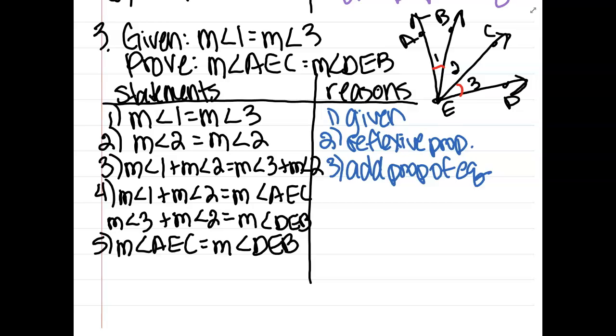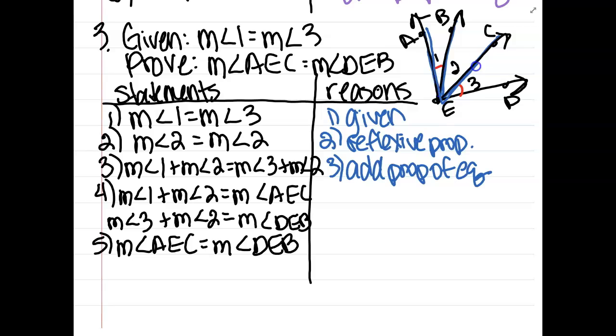Like I said, it's not always a number. Actually, most of the time it's not going to be a number in geometry. It's going to be an angle or a segment or something like that. But you can add the same thing to both sides. Okay. Now number 4 says the measure of angle 1 plus the measure of angle 2 equals the measure of angle AEC.